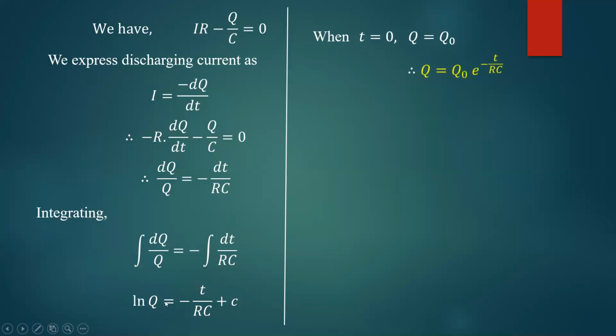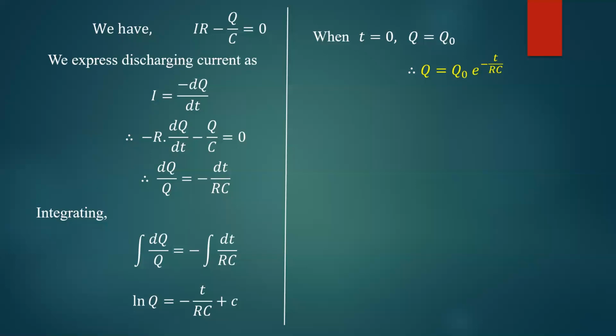Therefore, c becomes equal to ln of q naught. Okay, I have skipped the step. You get q equal to ln of q naught. Then you put the value there. Finally, if you simplify that, you will get q is equal to q naught into e to the power minus t by RC. You have to convert that logarithmic equation into an exponential equation. That step I have skipped, but I have included it in the notes.